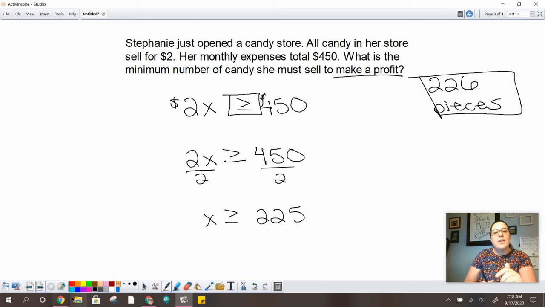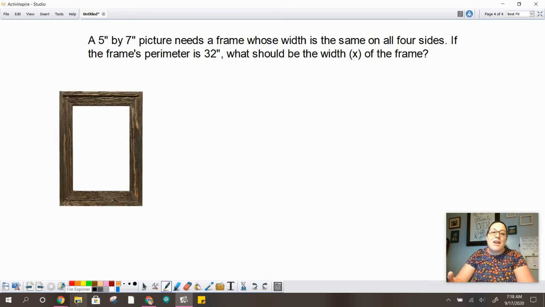Great, so last problem. This is a 5x7 picture frame. It needs a frame whose width is the same on all 4 sides. If the frame's perimeter is 32 inches, what should the width of the frame be? So inside here, we have a 5x7. So I'm going to label those parts in my picture. It does help, if they don't give you a picture, to draw one.